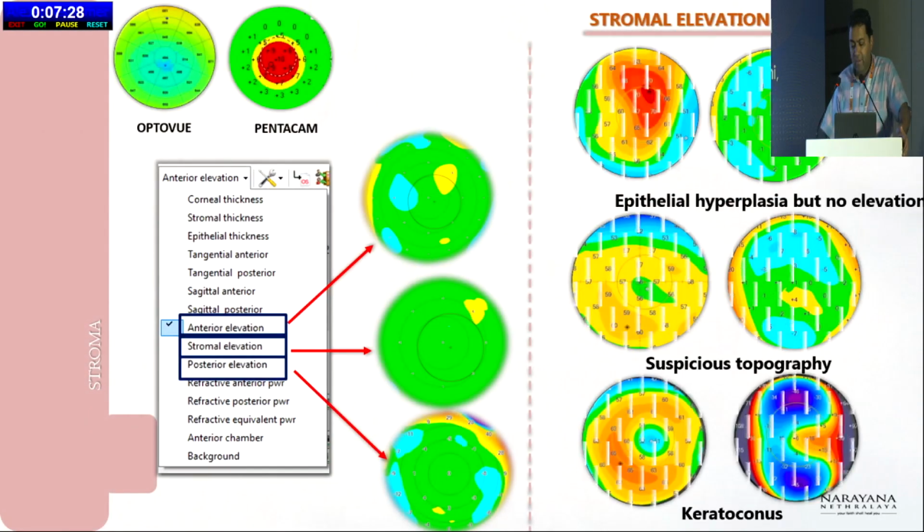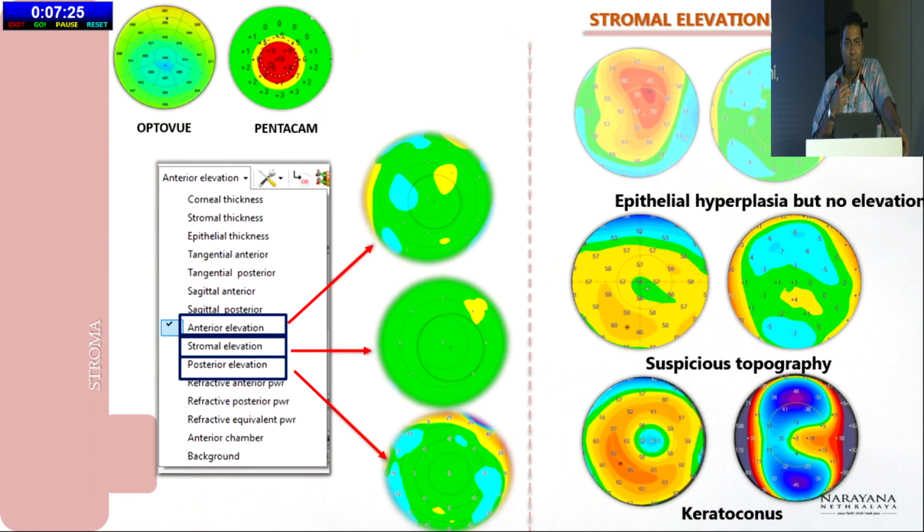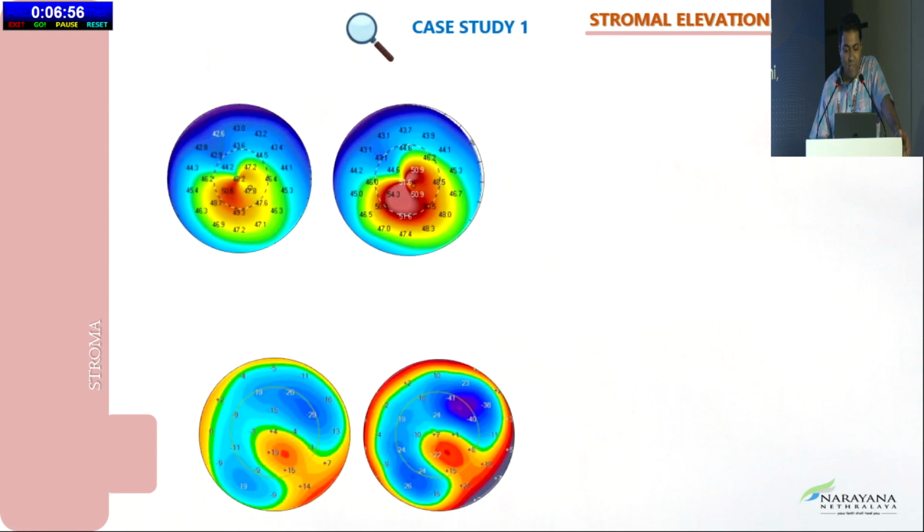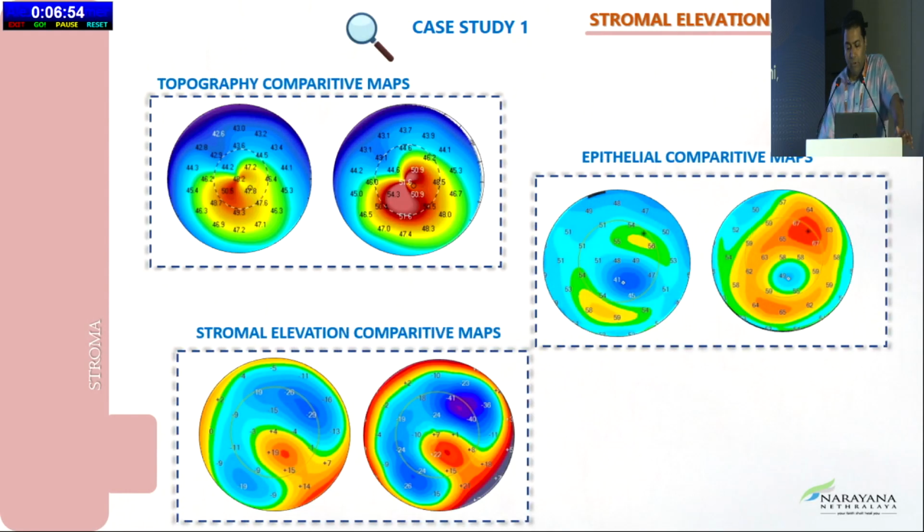The stroma imaging started getting a lot of interest again after MS39 came into the picture. It's just software driven. What it does is it virtually takes out the epithelium and then gives you the elevation of your stroma. For example, without the epithelium, this is how much elevation you see. This is a true elevation because many times the epithelium will mask the whole structures. And you can look at it from a surgical outcomes perspective. You can look at what is happening, especially in keratoconus.